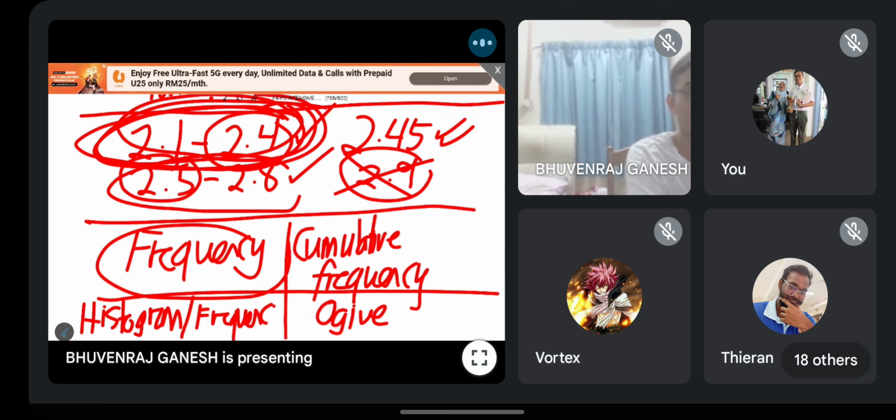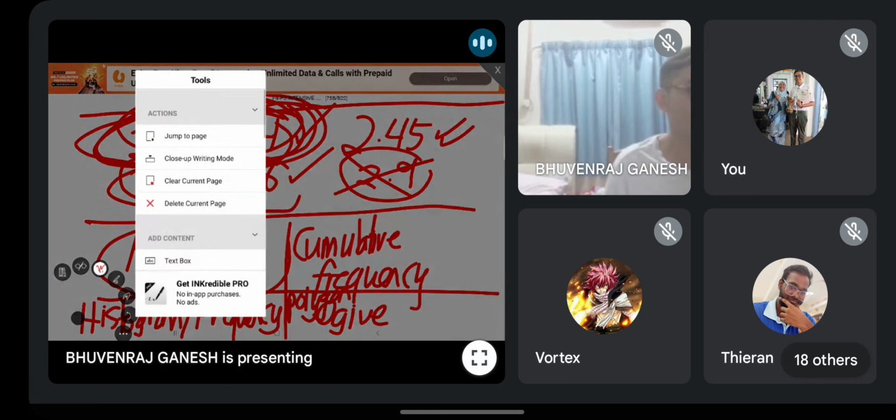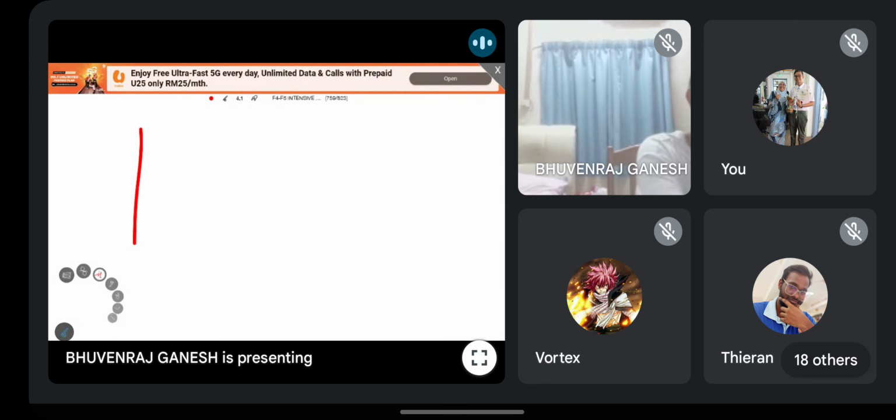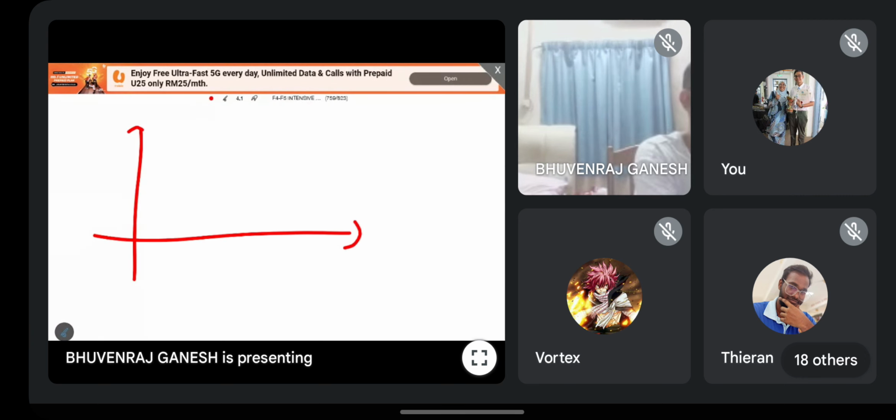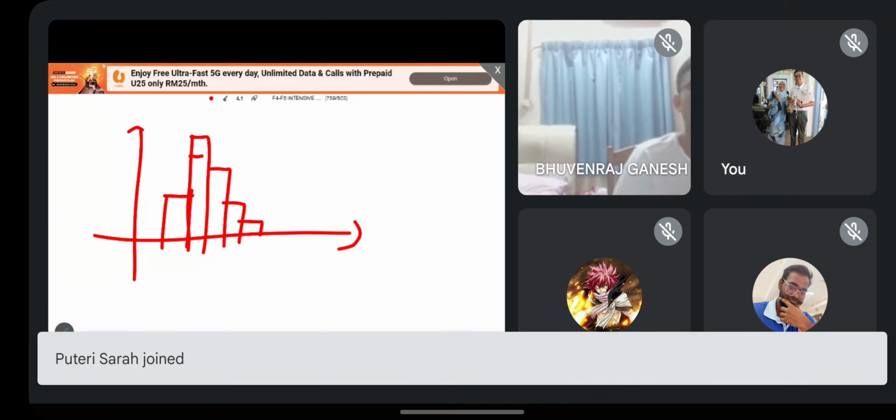You all remember this? Frequency polygon. This is also another graph, guys. Kena ingat. Frequency polygon is another type of graph, beside histogram. Basically, saya boleh tunjuk shape lah. I can draw a bit. So basically, histogram, dia macam ni kan. Histogram, you will draw something like this. Am I right? Okay, histogram.